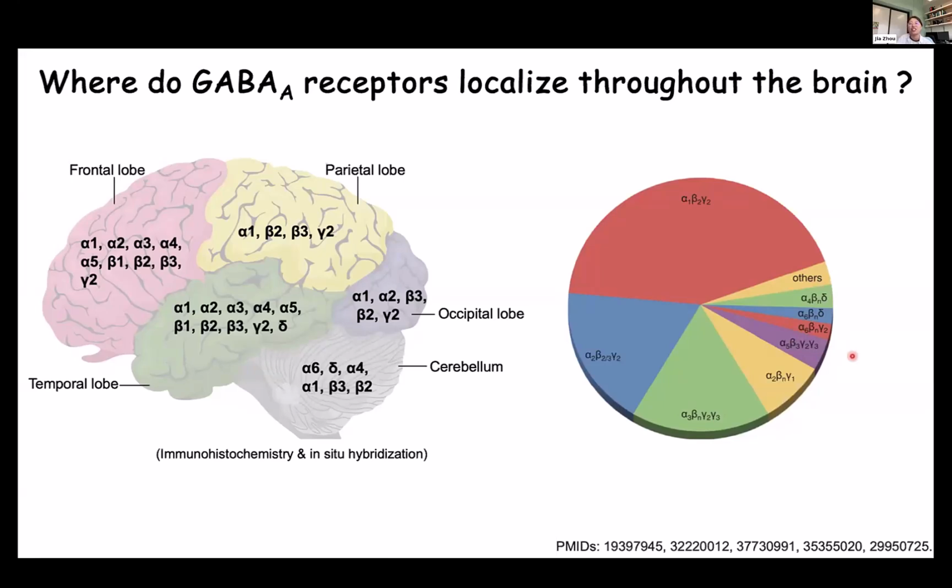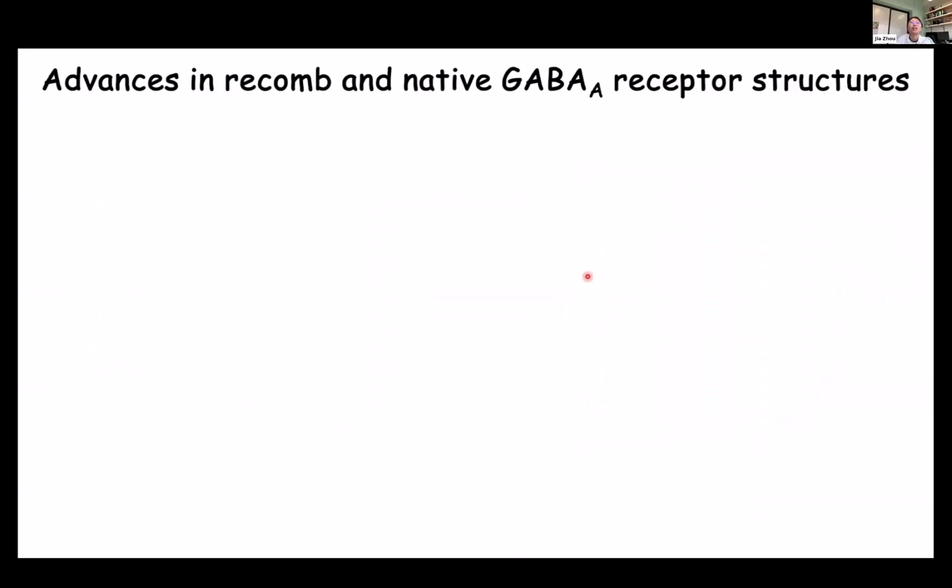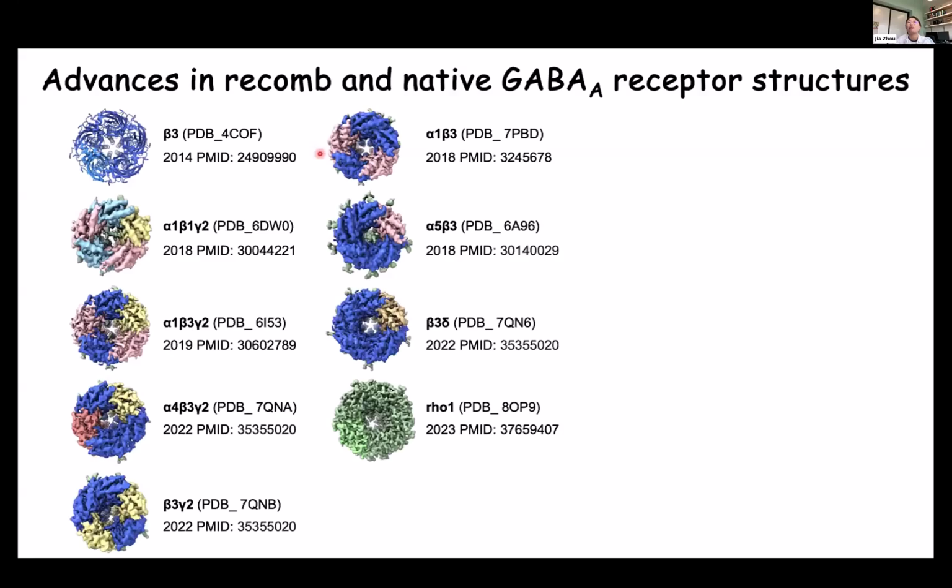Recently, a lot of structures of GABA receptors have been solved. I will only show the ones matching the proposed compositions here, like alpha 1, beta 2, gamma 2, alpha 2, beta, gamma, and alpha 3, beta, gamma. But this one is not really matching because it also contains an alpha 1 subunit. And here is the alpha 4, beta, delta composition. Most of the structures solved through recombinant expression do not match the proposed compositions.